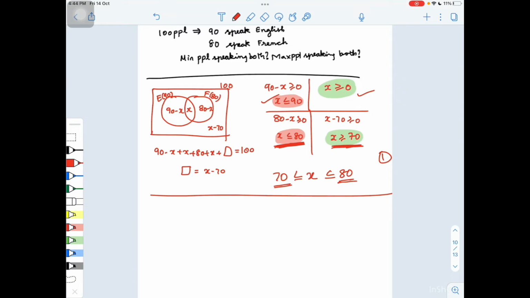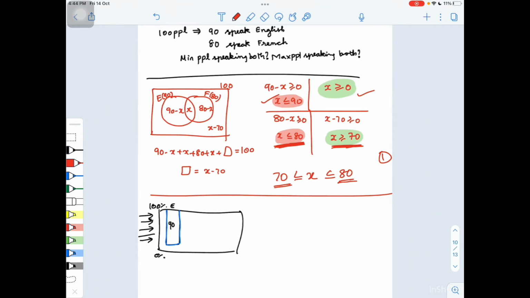Now the same problem, if we have to solve using the light and filter method, we will assume that light rays are coming from left side to right side, and this is 0% and this is 100%, and our English filter is the 90 region. So this is 90 English. Let's make this a blue filter. And the next filter is the French filter, which is the 80 filter.